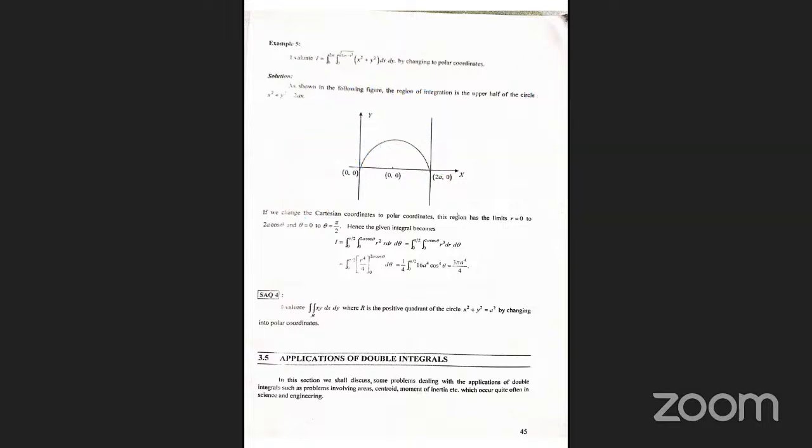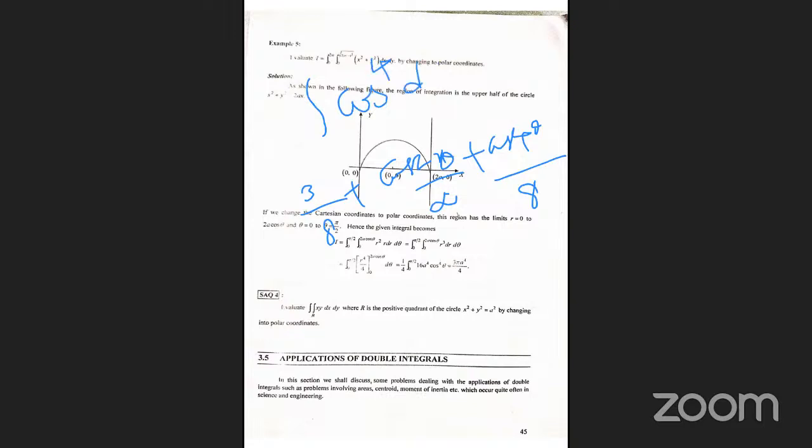Write down this formula. 3 by 8 plus cos 2 theta by 2 plus cos 4 theta by 8. This is the integration of cos power of 4 theta d theta, and apply the limits 0 to pi by 2.